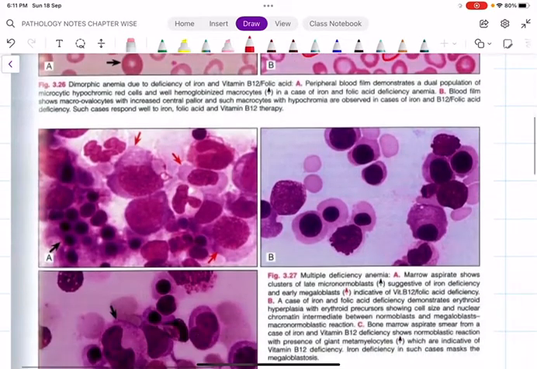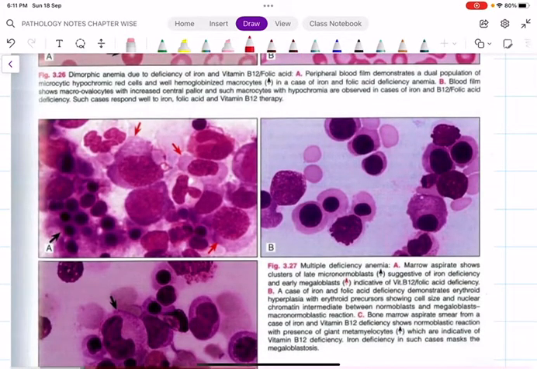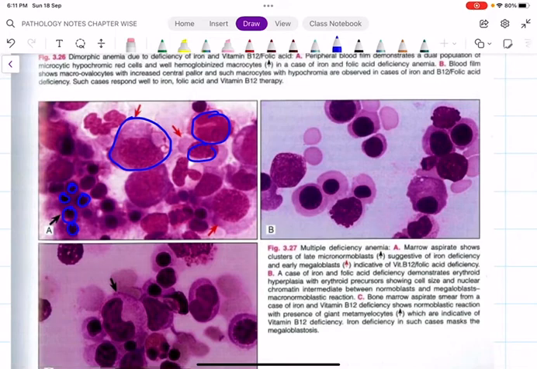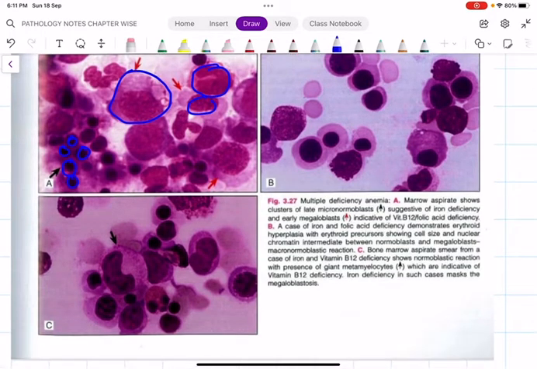Coming to the bone marrow aspirate. See the bone marrow aspirate, I am going to draw with the violet color. These are the micronormoblasts and these are the megaloblasts. Fine. And what you are seeing here is nothing else but a giant metamyelocyte. What is the characteristic shape of the nucleus? It is a reniform or kidney-shaped nucleus. Because of the iron deficiency, the megaloblastosis will usually be masked.